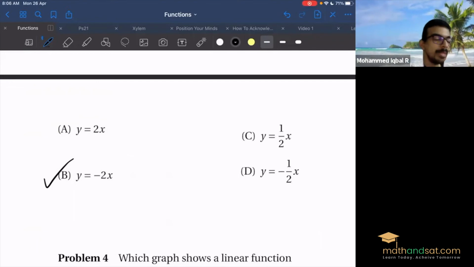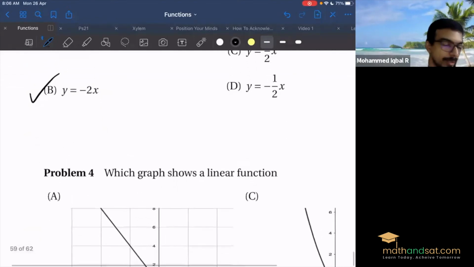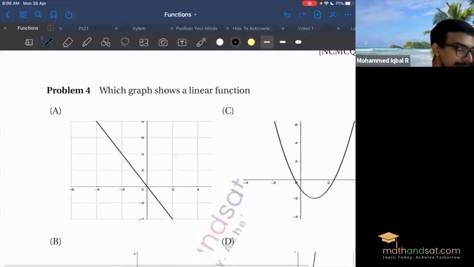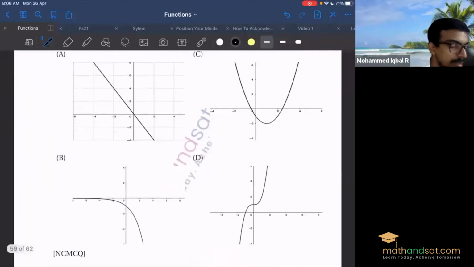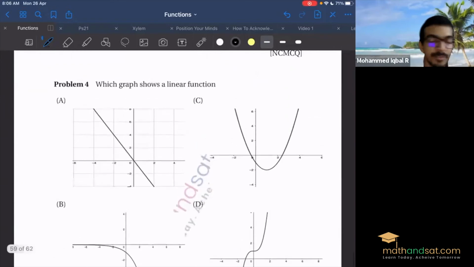Next question. Which graph shows a linear function? There are a variety of graphs given. We have to see which one shows a linear function. Of course, the one with a straight line, right? The straight line.